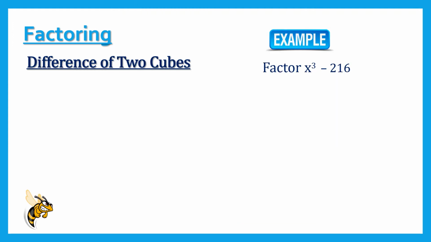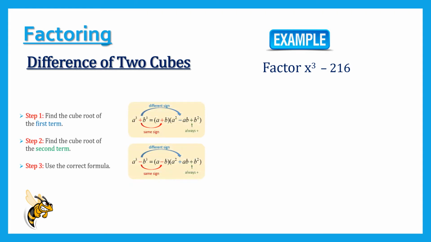Let's take a good look at the difference of two cubes. Example, factor x cubed minus 216. Let's remind ourselves of the steps. So therefore, the first thing I want to do is to find out what is the cube root of x cubed. And the cube root of x cubed is equal to x. Second thing I want to do is to find out what is the cube root of 216. And the cube root of 216 is equal to 6.